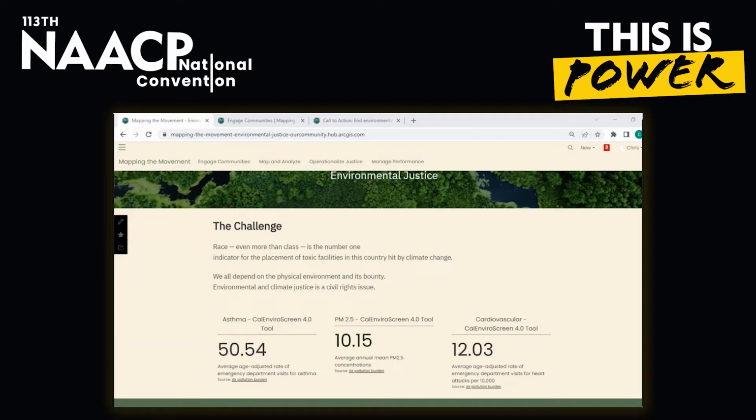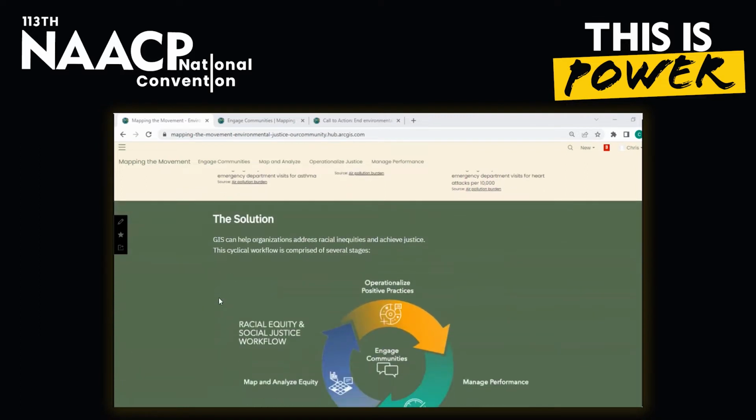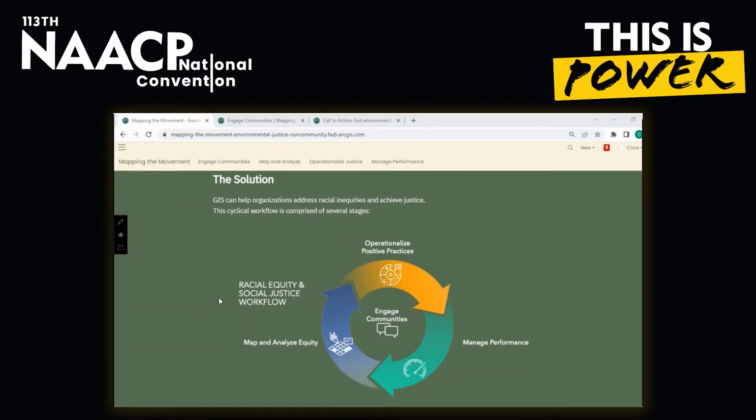To influence policy, you have to engage stakeholders in the community being affected by environmental injustice. By using GIS as an instrument of change, you can increase your understanding of community conditions and characteristics. As Clinton said, the racial equity and social justice workflow is cyclical and comprised of several stages: map and analyze equity, operationalize positive practices, manage performance, and at the center is engaging communities.